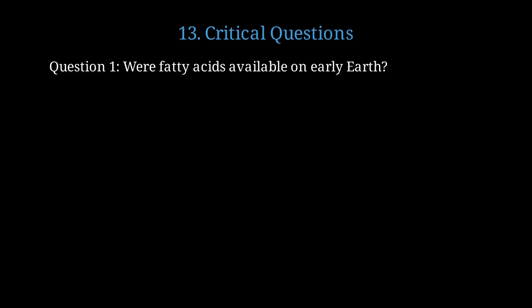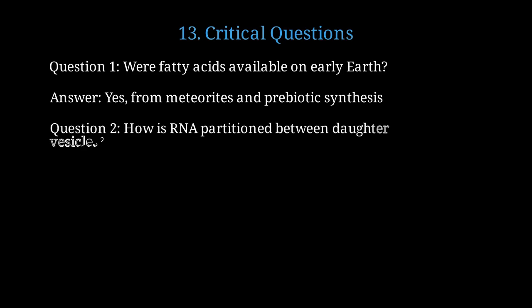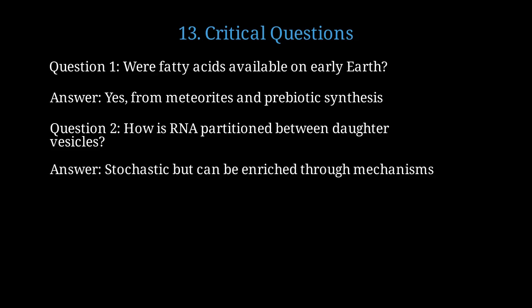Let's address some critical questions about this scenario. First question: were fatty acids actually available on the early Earth? Answer: yes. Fatty acids have been found in meteorites and can be synthesized through prebiotic chemistry. Second question: how is RNA partitioned between daughter vesicles during division? Answer: it's initially random, but various mechanisms can enrich certain vesicles with more RNA.